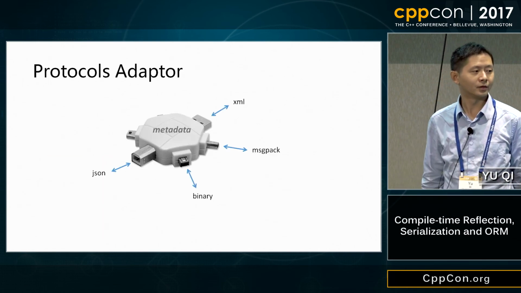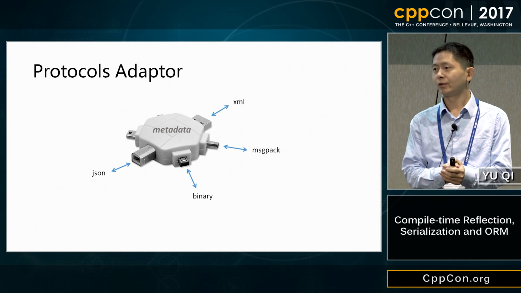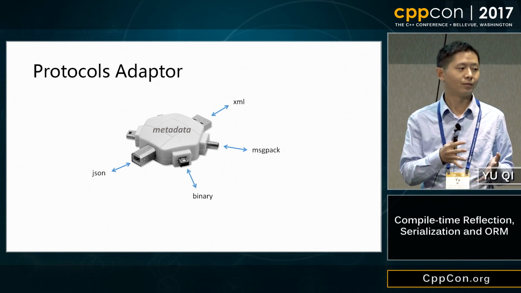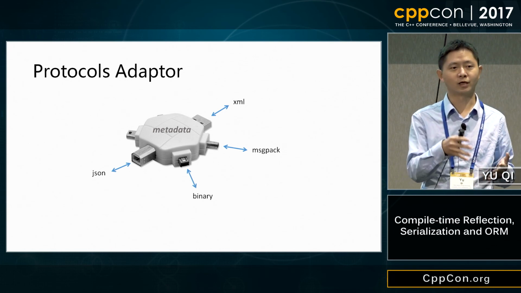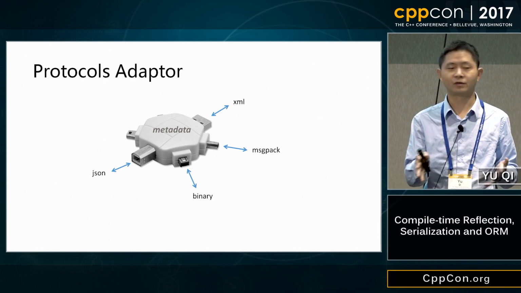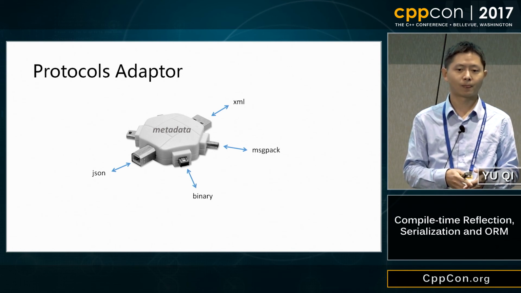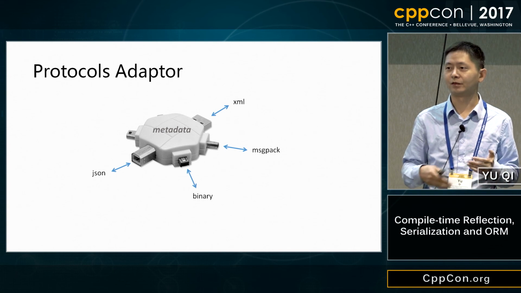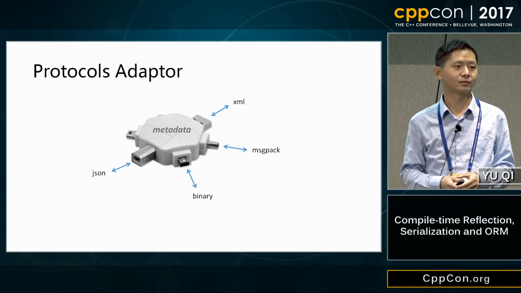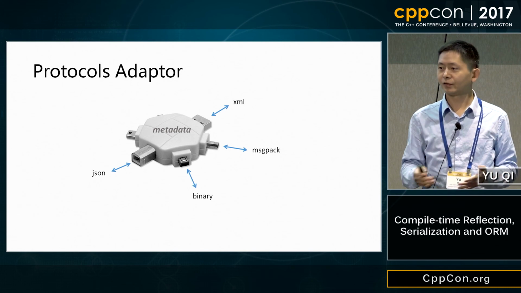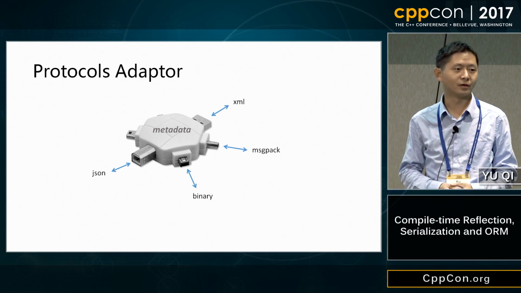The other application is protocol adapters. Yeah, because we can deserialize the input data, such as JSON, to an object, and then we can serialize the object to XML or MessagePack or some special binary data as you want. And this adapter is really useful because you can adapt different protocols. So I think there are more prospects of compile time reflection. If you find new ideas, please tell me.